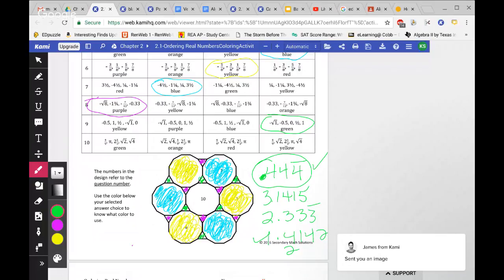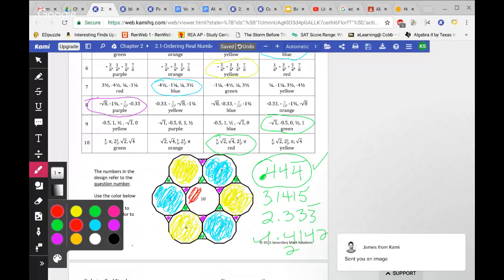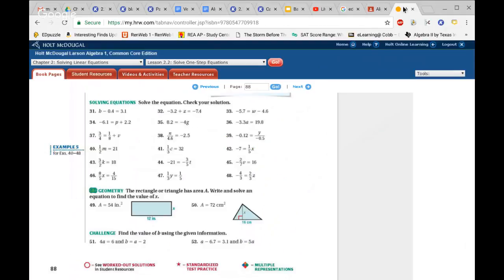Oh, I forgot about this one down here. So we've got 4/9, square root of 2, the square root of 4, 2 1/3, and pi. So it's this one. So that center one would be colored red. Does that help? Yes, ma'am. Okay. Good. All right, guided practice problems.